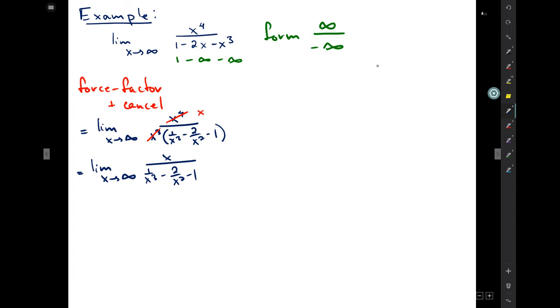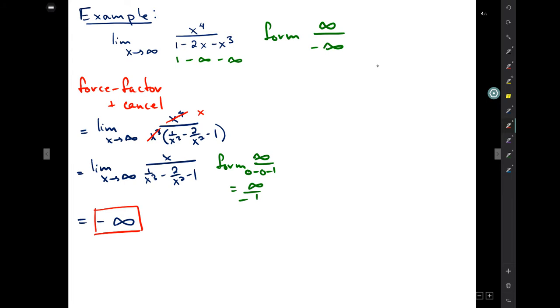And now I can just evaluate each of the parts of this. On the top, I'm going to get infinity, and on the bottom I'm going to get 0 minus 0 minus 1. So this has form infinity over minus 1. It's not indeterminate anymore. If I take a very large number and I divide it by minus 1, it's going to be a very large negative number. And so overall my limit is equal to negative infinity.